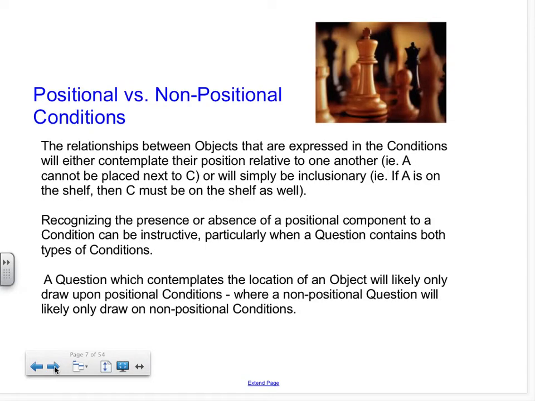Furthermore, the relationships between objects that are expressed in the conditions will either contemplate their position relative to one another, i.e. A cannot be placed next to C, or will simply be inclusionary, i.e. if A is on the shelf, then C must be on the shelf as well. Recognizing the presence or absence of a positional component to a condition can be instructive, particularly when a question contains both types of conditions. A question which contemplates the location of an object will likely only draw upon positional conditions, where a non-positional question will likely only draw on non-positional conditions.